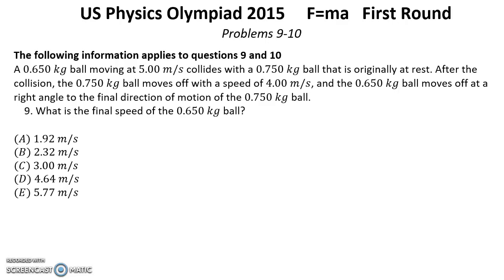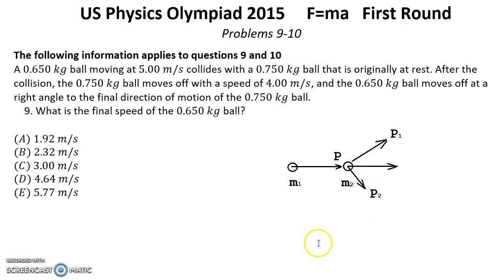Question 9. What is the final speed of the 0.65 kg ball? Solution. Here we can draw a diagram, and from this diagram it will be easy to find the answer to the question. In the case of this collision, we have momentum conservation. It means that the initial momentum P of the first ball was split into P1 and P2 at a right angle.